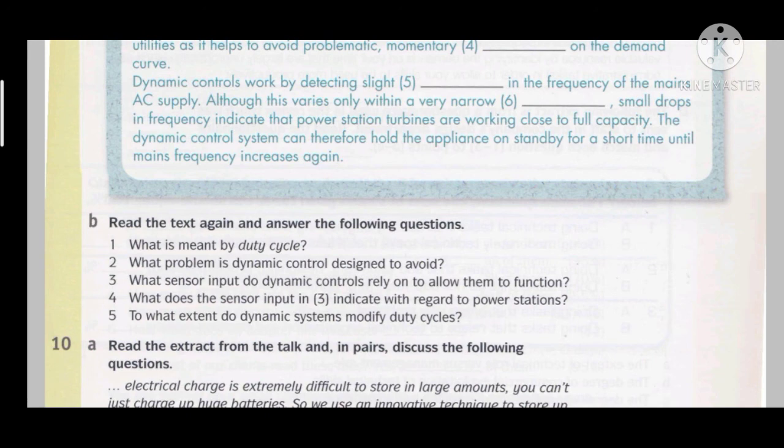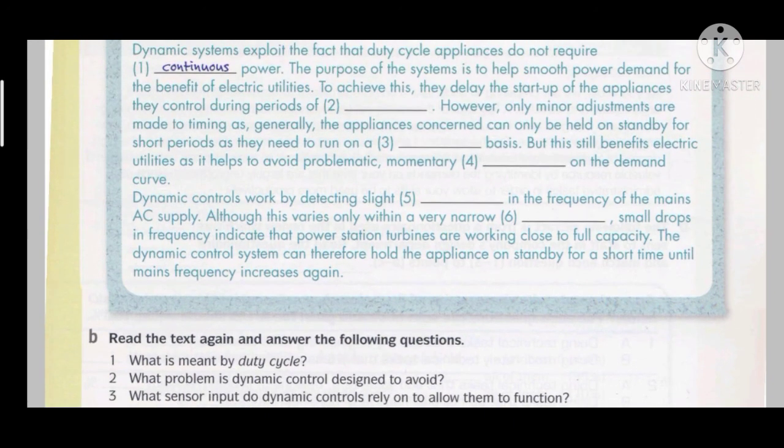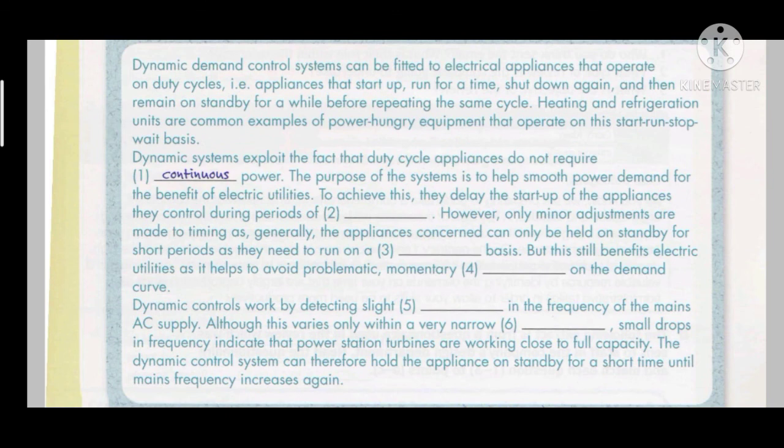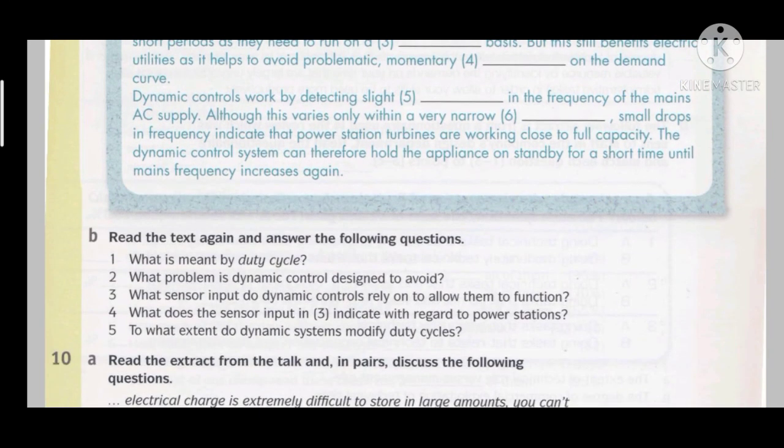Number 4. What does the sensor input in 3 indicate with regard to power stations? Let's see. Yes, this is it. Only minor adjustments are made to timing, as generally the appliances concerned can only be held on standby for short periods as they need to run on a continual basis. So it is going to be a slight... yes, it's going to be, what is it? No, that's not it. Oh wait, yes, they meant number 3 in the questions.